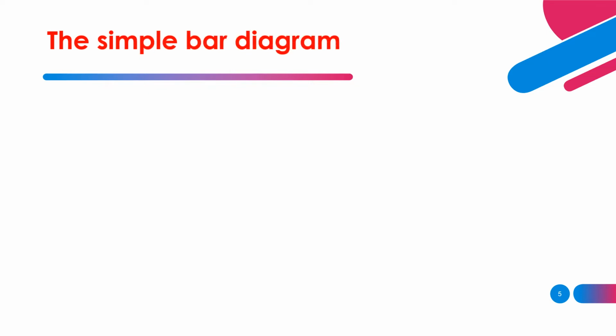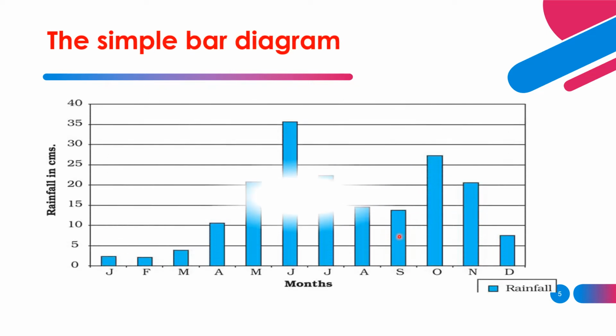The simple bar diagram, this is an example. So, mapansin nyo dito, sa axis, we have the vertical axis and the horizontal axis. So, these are the rainfall in centimeters, the rainfall for every month. So, pansin nyo dito, makita nyo, the highest rainfall is in June.